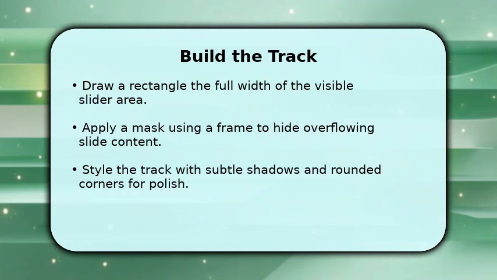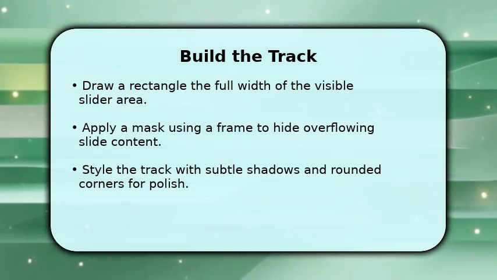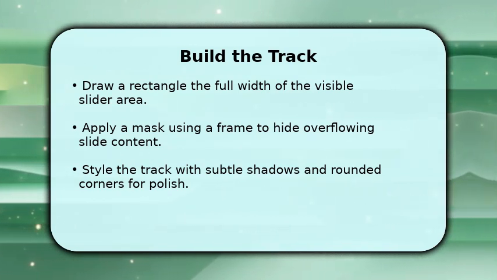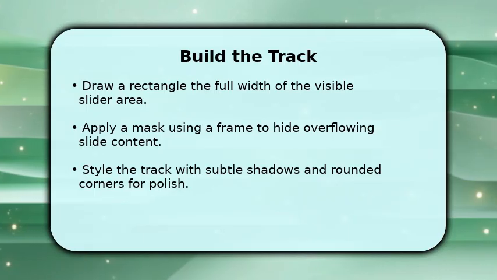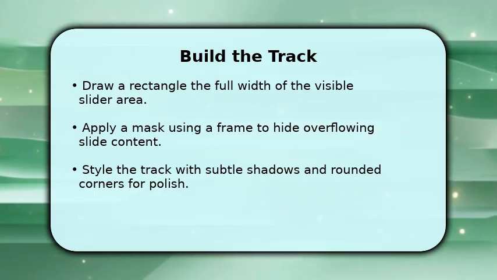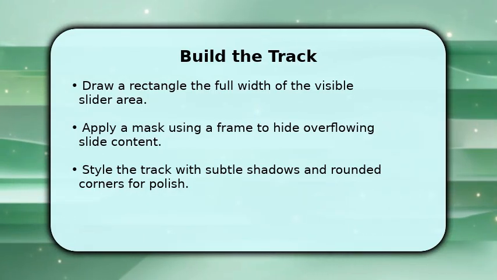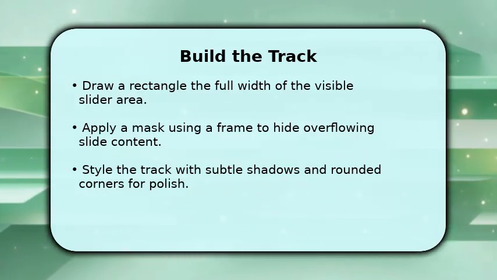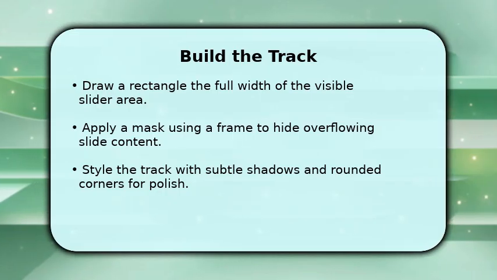Begin by drawing a track rectangle that matches the visible slider width and place it inside a frame. Use that frame as a mask to hide any content that should overflow beyond the visible area. Add padding and set the frame to clip content, then style the track with rounded corners and a faint shadow for depth. This makes the slider look professional while the mask keeps transitions clean.